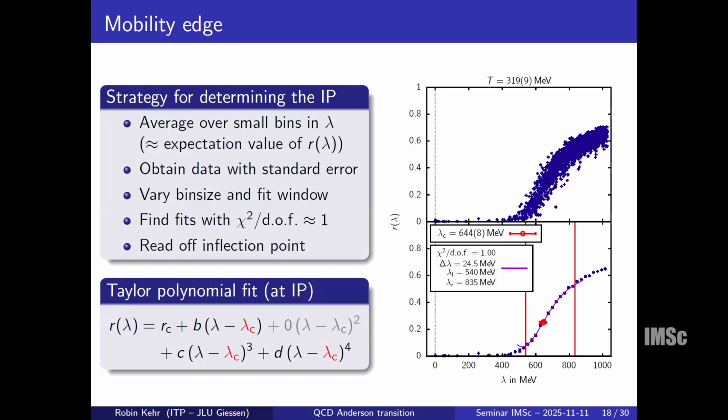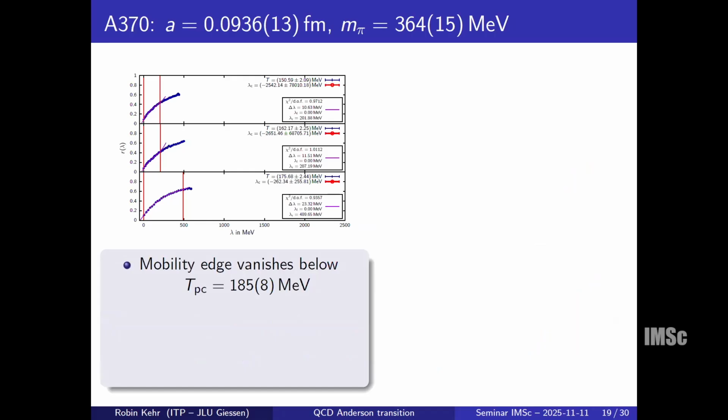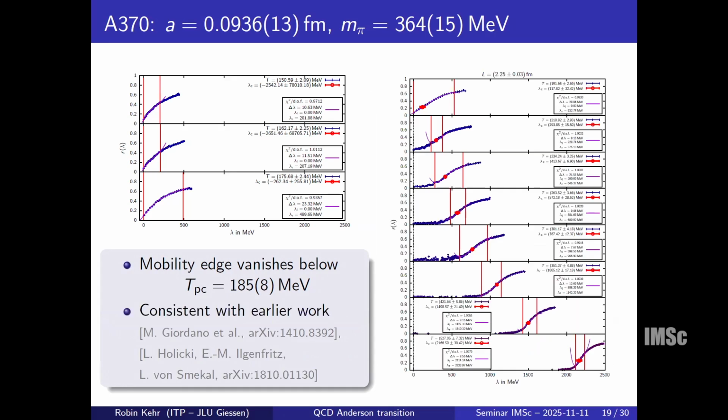No questions so far? Then we come to the results for the relative volume. Now we are at the coarse heavy pion lattice again, where we have this transition temperature of 185 MeV, and below we see there's no inflection point. We have no mobility edge. But at all the higher temperatures we find a mobility edge everywhere. This is consistent with earlier work, which I showed in the beginning, that the mobility edge vanishes around the pseudocritical temperature.